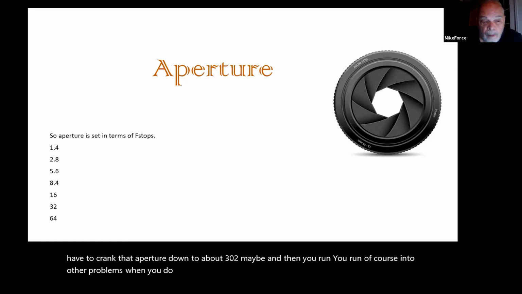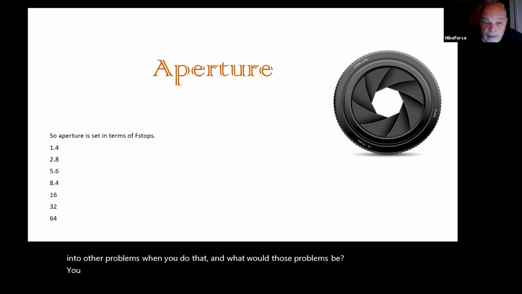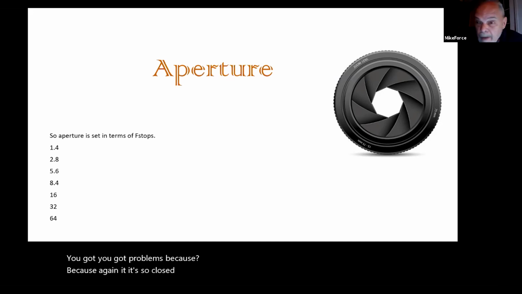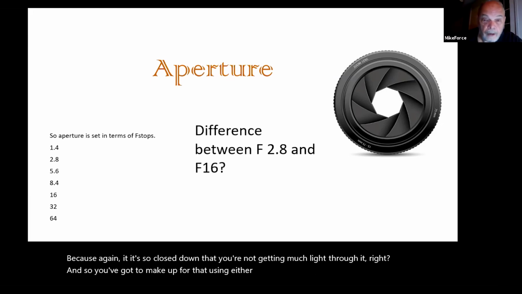And what would those problems be? The focus. Yeah, you got problems because, well, because again, it's so closed down that you're not getting much light through it, right? And so you've got to make up for that using either your ISO or your shutter speed.